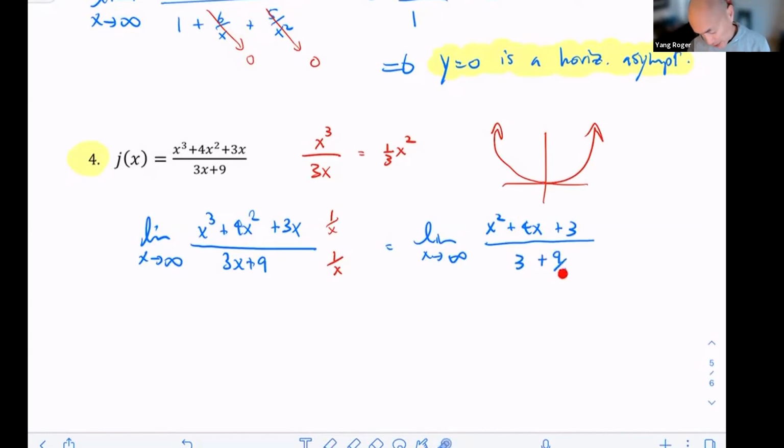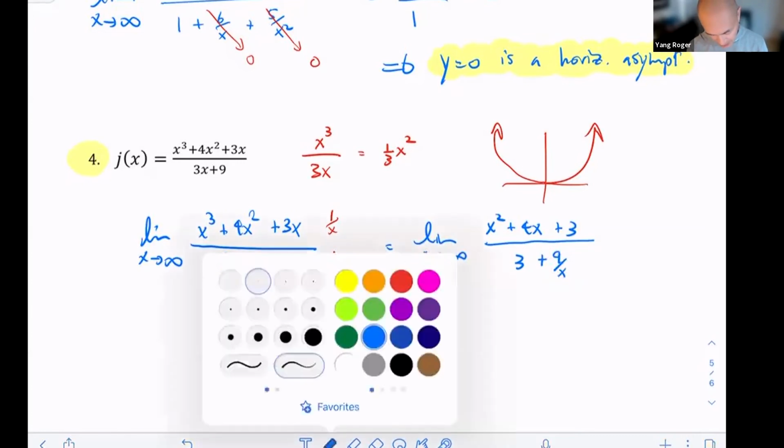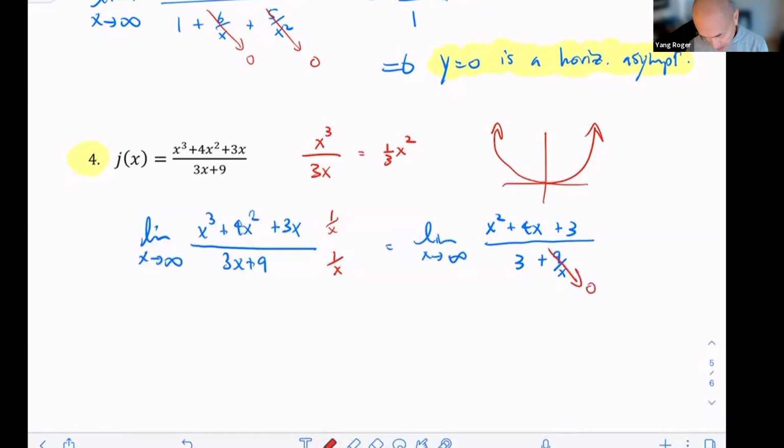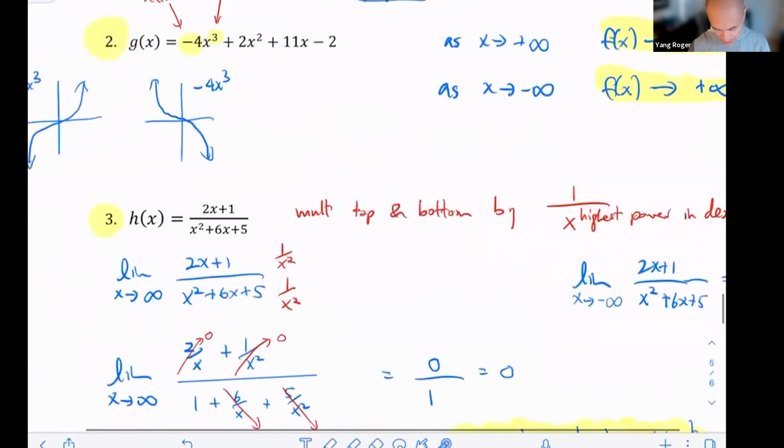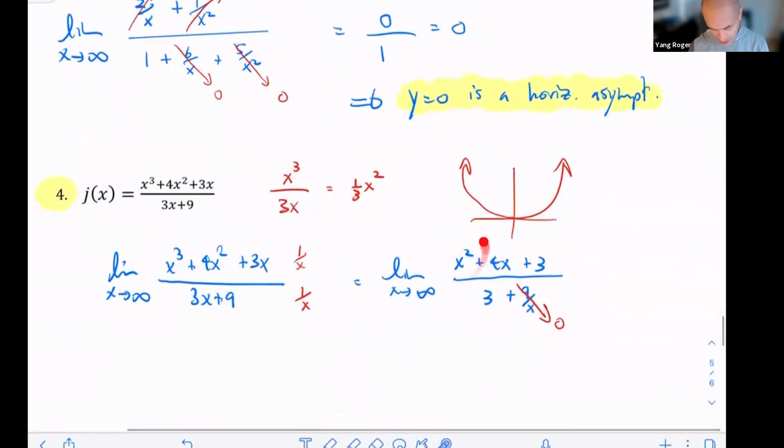We have that situation where the top is constant and the bottom is getting really big. So when I take the limit as x goes to infinity, this guy goes to 0. Okay. So now I hope you can see that as x goes to infinity, it really does behave like this leading term right here. So this limit's going to go to positive infinity.